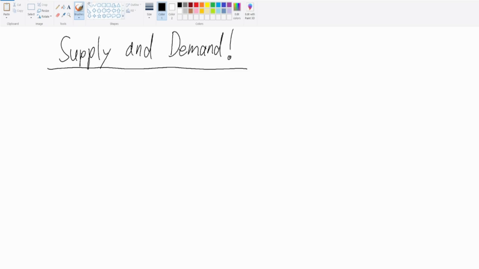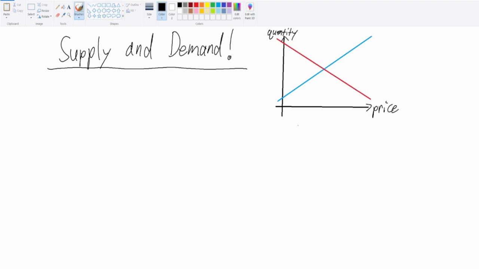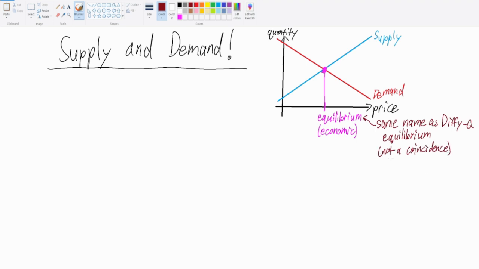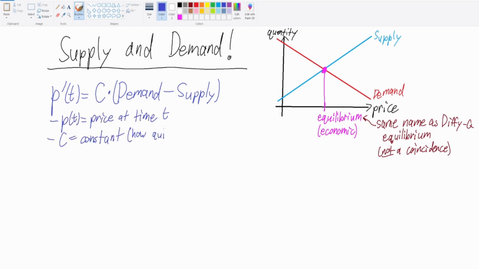So let's do another example where we can see this kind of thing in practice. Supply and demand usually have a linear relationship with price. Price goes up, supply goes up, but demand goes down. It's a classic problem in economics to find this sort of equilibrium point. And yes, that's the same name we gave to important features of our DiffyQ. There's a good reason for that. Because when you first start your business and you're searching for that equilibrium, the prices are going to be changing over time.